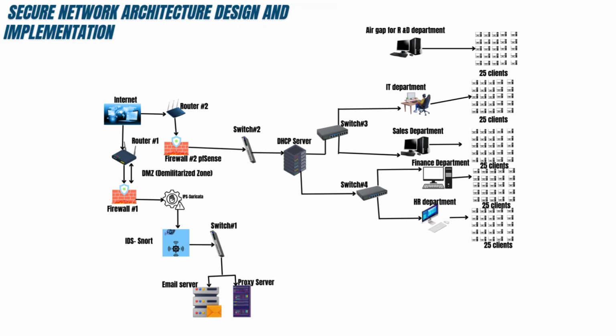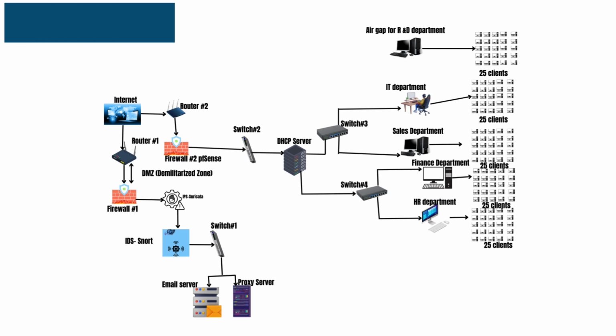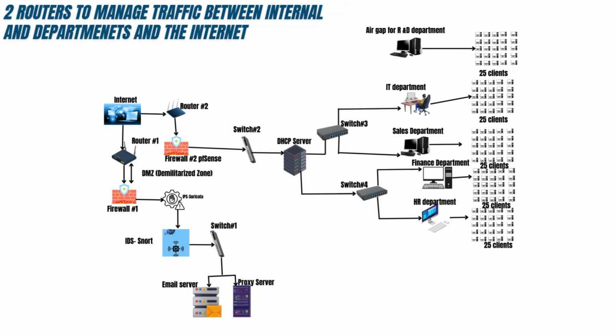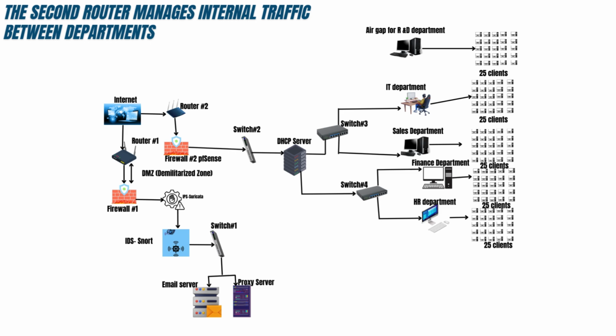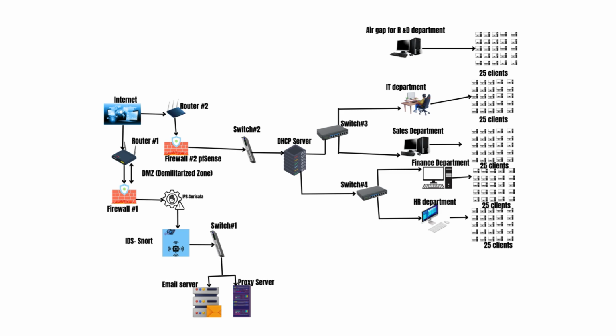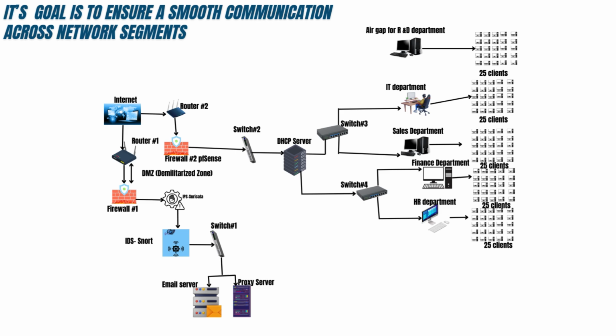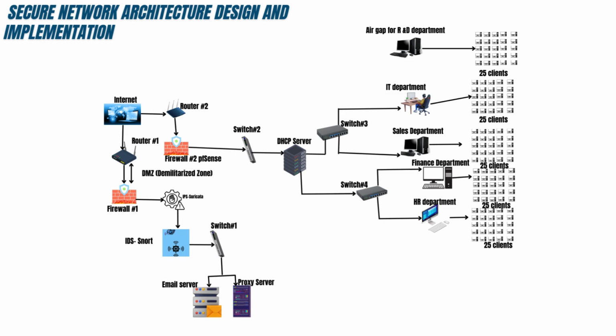In our network design, we have the internet on the top, followed by router 1 and 2. So the network uses two routers to manage traffic between internal departments and the internet. One router handles external communication, connecting the company to the internet, while the second router manages internal traffic between departments. This setup ensures smooth communication across network segments, allowing different departments to operate independently but still communicate securely when necessary.